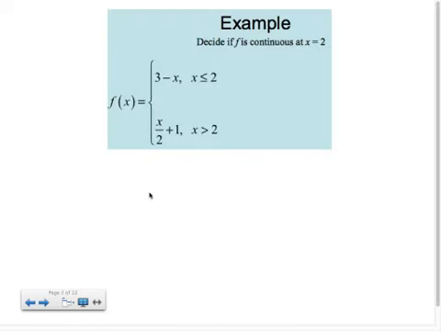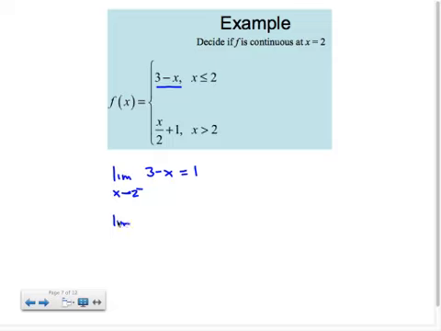Let's jump right into some examples. Decide if this function f is continuous at x equals 2. So our test is to test the two limits and the function value and to see if they're equal. So let's write those out one by one. The limit as x goes to 2 from the left of f of x, well, in this case I will use 3 minus x, since x is less than 2. And that limit is going to be, if I do a plug-in, equal to 1.